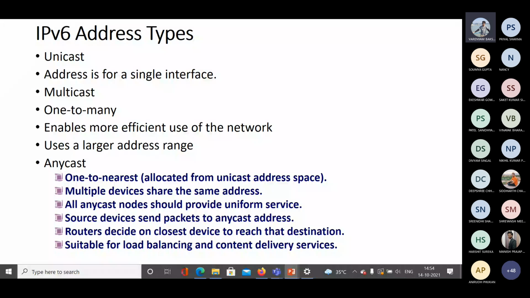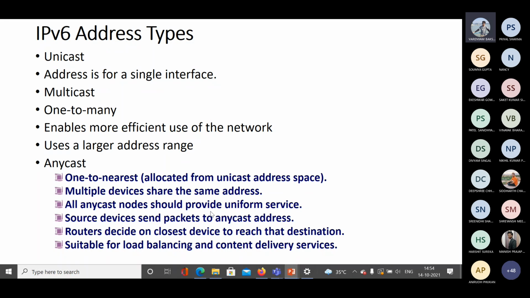And the other kind of address type is the anycast address. So what is the anycast address? It means one to nearest, that is, you send from the host to the nearest interface. This is allocated from the unicast address space itself. Then multiple devices can share the same address, which also falls under anycast.